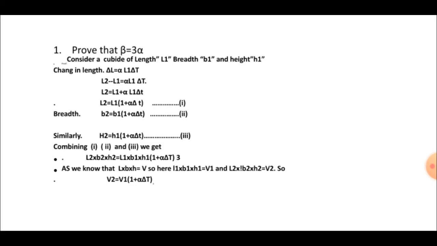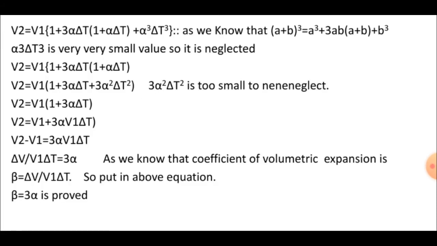देखिए, ये 1 plus alpha delta T तीनों इक्वेशंस में आ रहा है, लिहाजा इसका क्यूब कर लिया हमने. As we know that length into breadth into height is equal to volume, so here L2 B2 H2 will be equal to V2 and L1 B1 and H1 will be equal to V1. So V2 is equal to V1 into 1 plus alpha delta T whole cube.